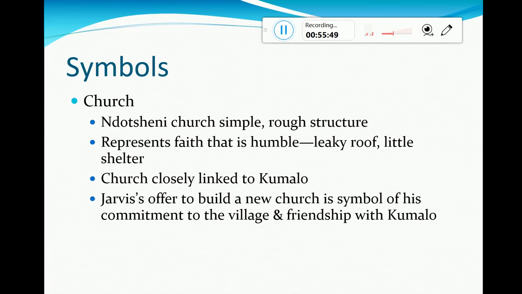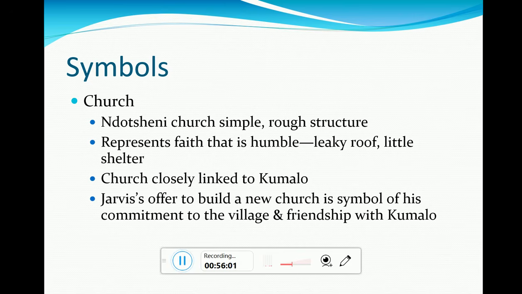We've also got symbols. The church is described as being built from rough structures, and also it was leaking. It represents faith. The church in this novel represents faith. And then also the church shows the close link between Kumalo and Christianity.